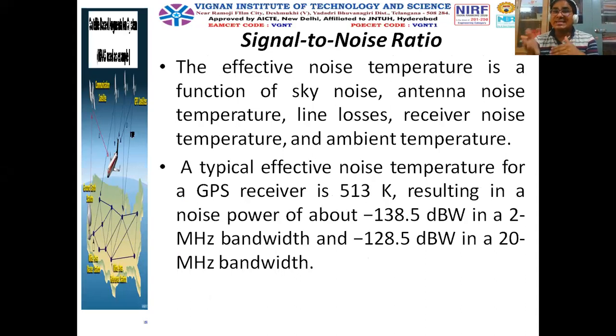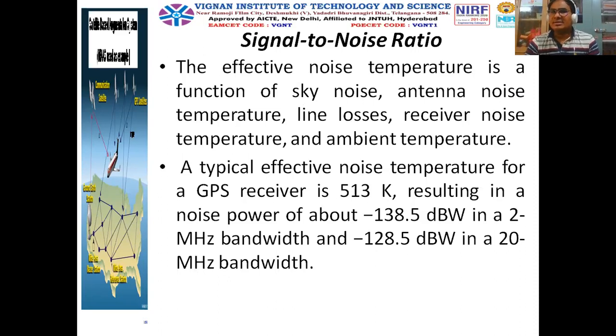So what is affecting this noise temperature? The factors on which TE depends are: sky noise, antenna noise temperature, line losses, receiver noise temperature, and also the ambient temperature. Remember these points, very, very important. So effective noise temperature is dependent on sky noise, antenna noise temperature, line losses, receiver noise temperature, and also the ambient temperature. These are the deciding factors.